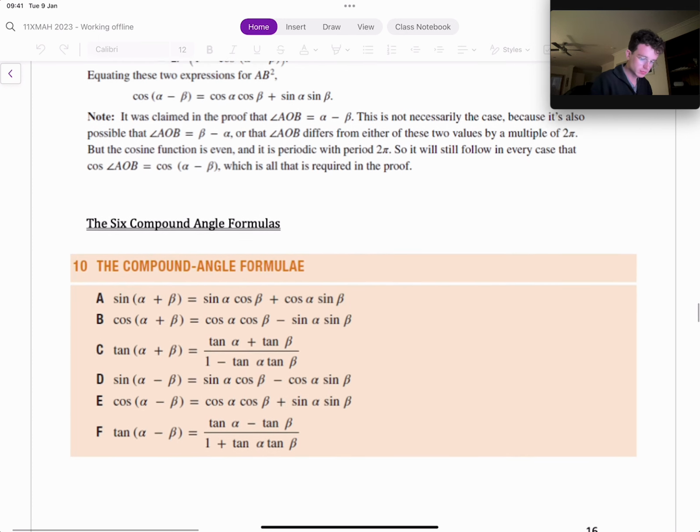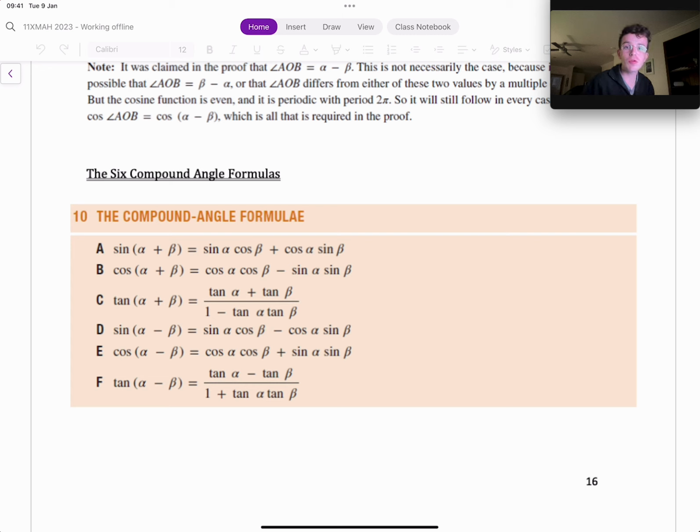So, the six compound angle formulas, or really there's three, but the six compound angle formulas look like this. Our first formula is that sine of alpha plus beta is sine alpha cos beta plus cos alpha sine beta. Cos of alpha plus beta is cos alpha cos beta minus sine alpha sine beta. And finally, tan of alpha plus beta is tan alpha plus tan beta on 1 minus tan alpha tan beta.